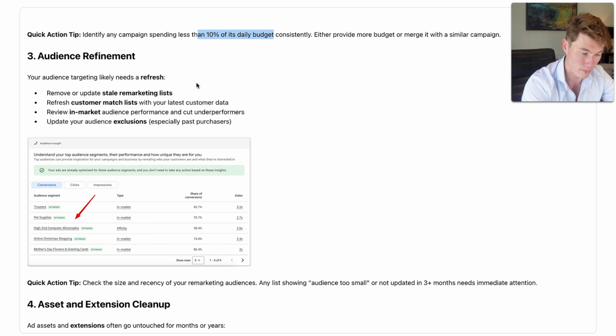Next is audience refinement, okay? This is a big part of Google Ads that people ignore, your audiences, all right? You need to have remarketing lists in your Google Ads account, all right? You need to have first-party data in your Google Ads account, so exporting your emails from Klaviyo and uploading them as a CSV to your ads account, okay? Customer match lists, update your audience exclusions, all right?